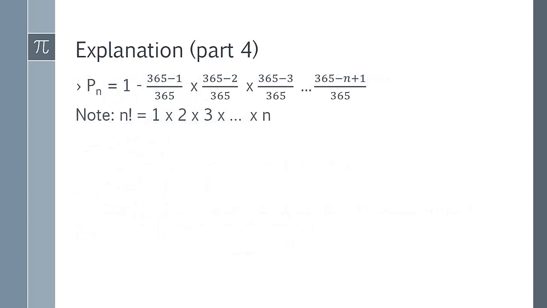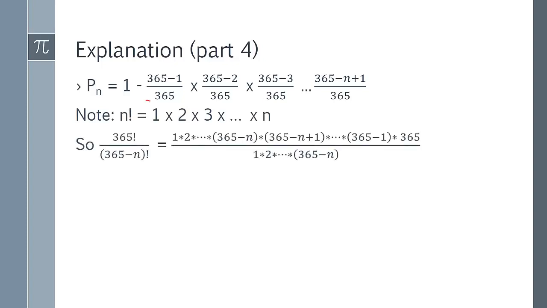Before we continue further, we need to know what a factorial is. Factorial is denoted by the exclamation mark, and it is the product of all the numbers from 1 all the way to itself. So here we see n factorial is equal to 1 multiplied by all the numbers up to n.